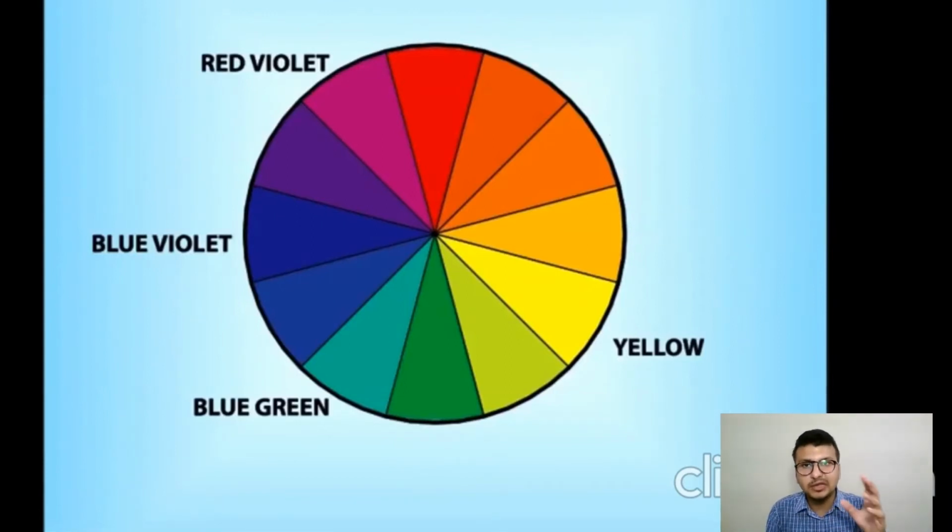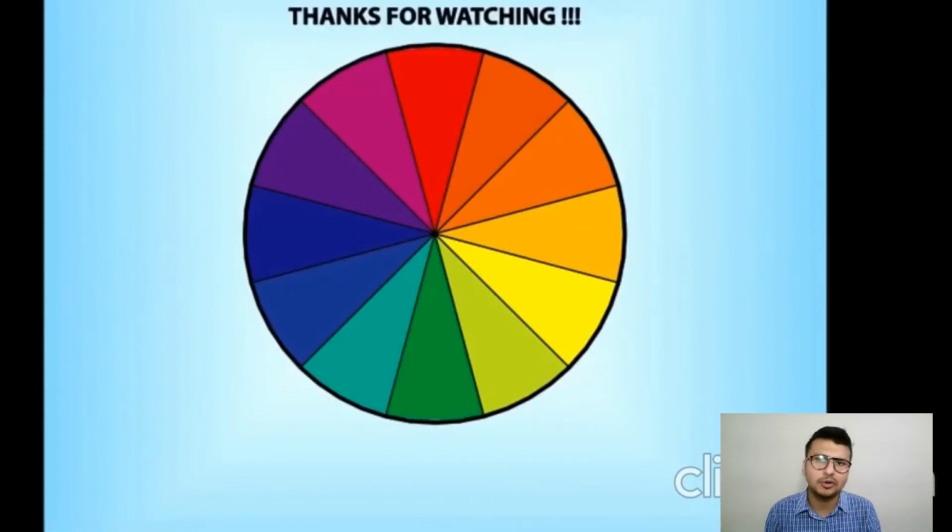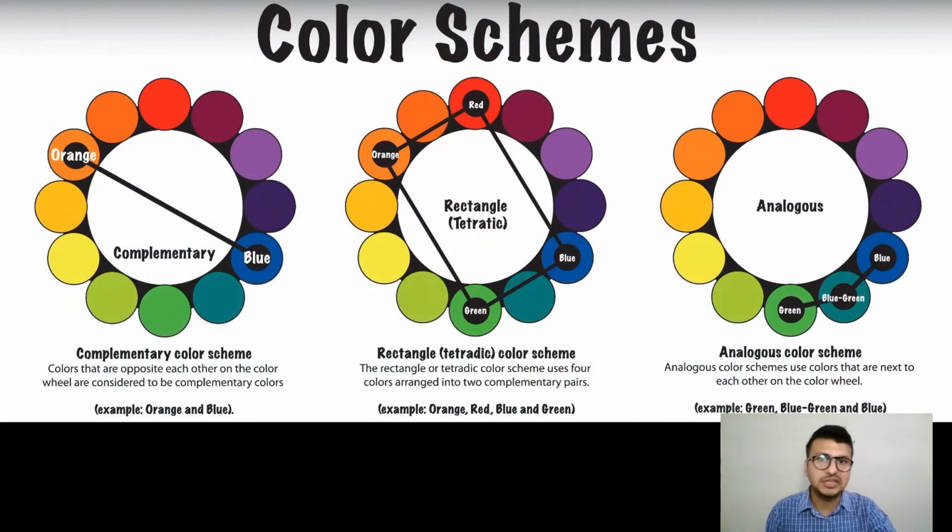Now, from this color wheel, we can study about the split colors, complementary split, dyadic colors. So, coming to the next, color schemes, the first one is the complementary color scheme.